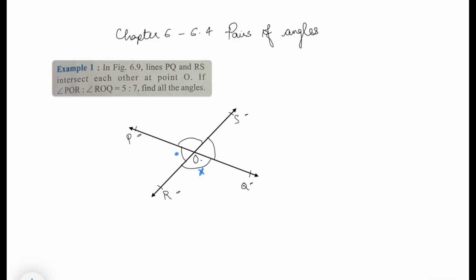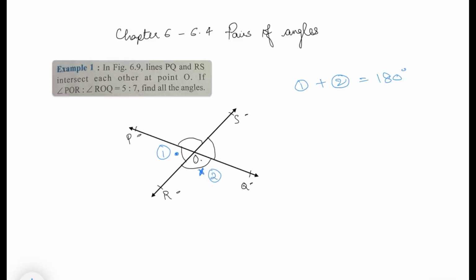angle POR, which is, let's say, angle 1, plus angle ROQ, which is angle 2, total to 180 degrees. This is via an axiom, right? That they are a linear pair of angles and ray OR falls on PQ. Therefore, angle 1 and angle 2 total up to 180 degrees.